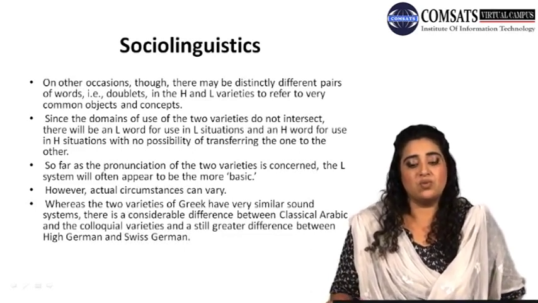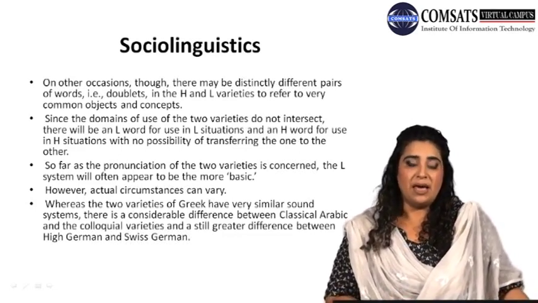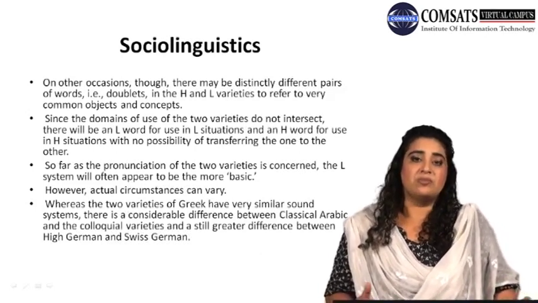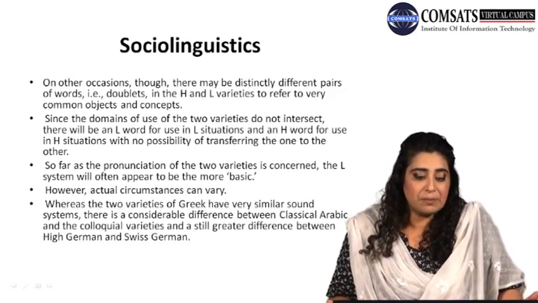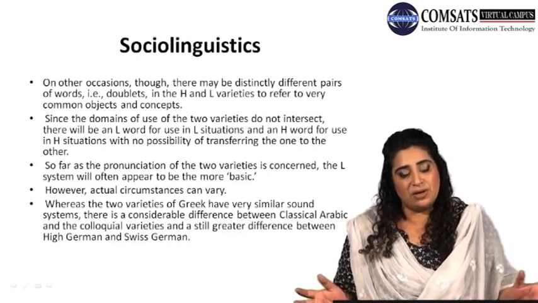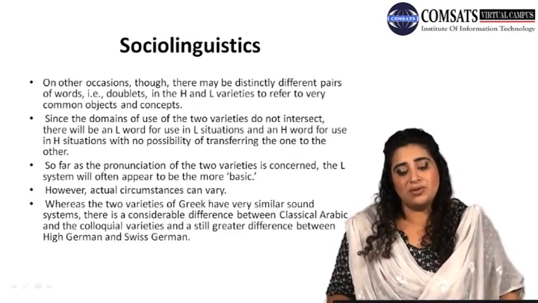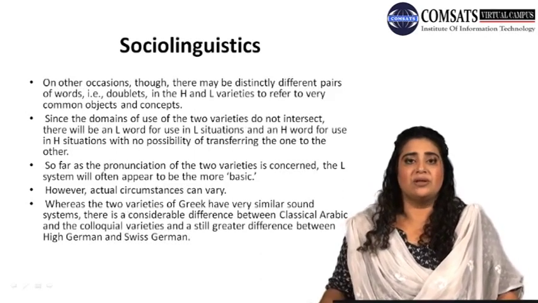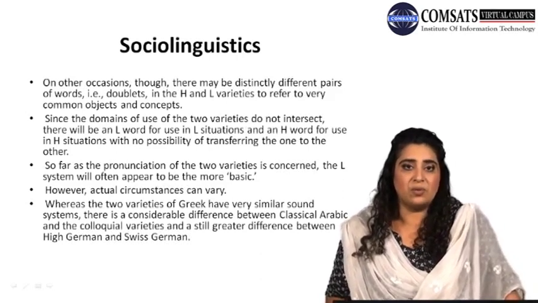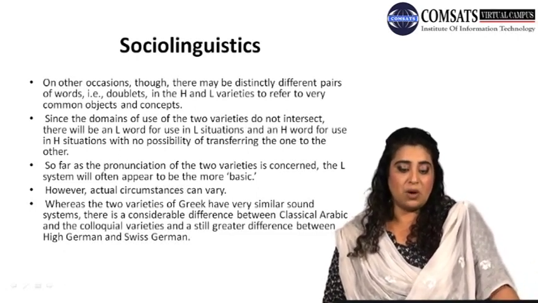So sometimes we would say that there are distinctly different pairs of words that we would use in the H variety or the L variety of the language, which would refer to very common objects and concepts also. Because the domains of use of the two varieties would not be combining or intersecting or interfering with each other, there will be an L word for use in L situations and an H word for use in H situations. It could be the same thing, but we would have a different word in the L variety and a different word in the H variety, so no transferring the one to the other.